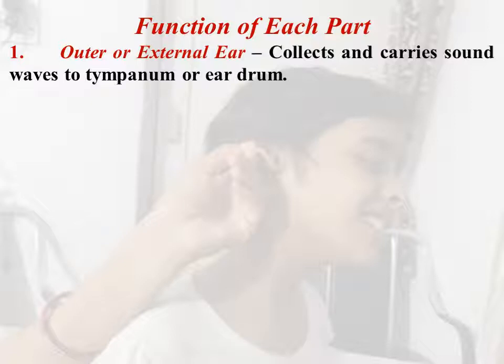So the basic purpose of the pinna is that it is a type of antenna that collects the incoming sound and reflects it towards the canal, the auditory canal, and that canal carries sound waves to the tympanum or eardrum. So this is the function of the outer or external ear.